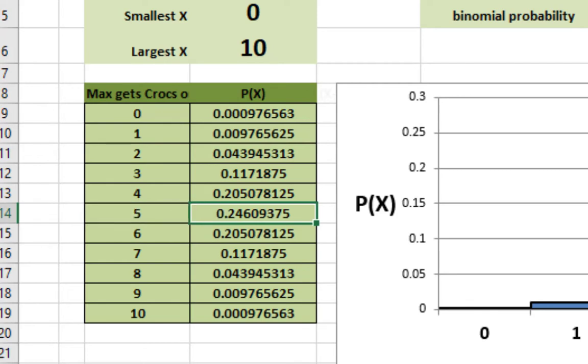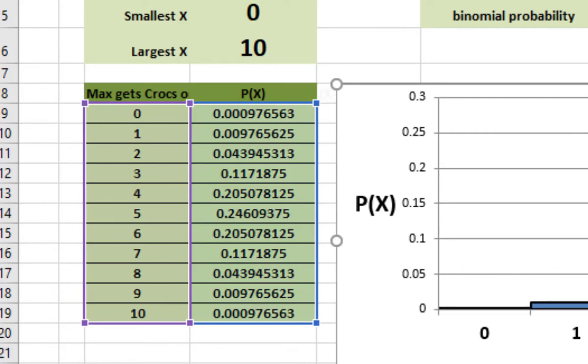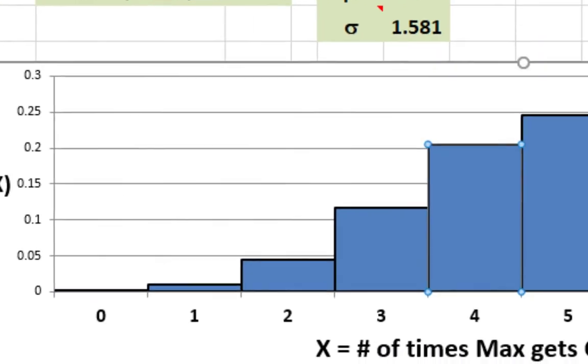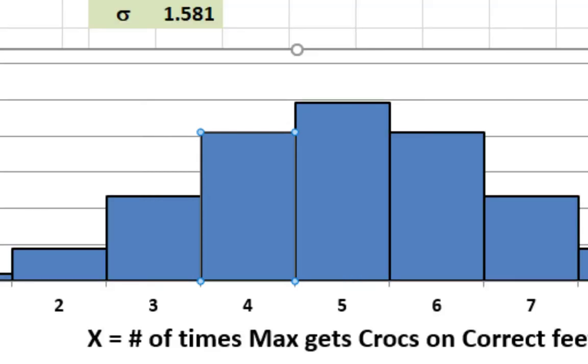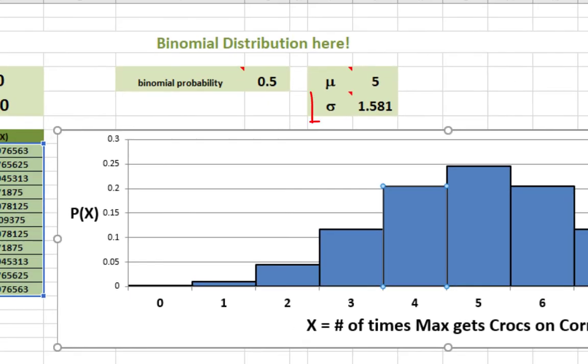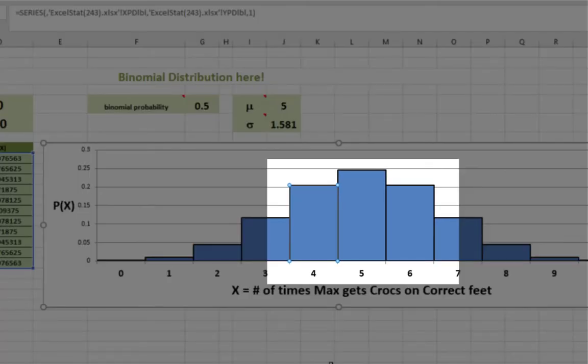If I asked you, if I watched Max and he got the shoes on the correct feet 4 times out of 10, is that close enough to average for you to believe he's still guessing? Most students tell me, yeah. They say it's not 5, it's a little bit below, but it's close enough. And I like the idea of close enough because if you look at the standard deviation up here, standard deviation is about 1.5. 4 is within 1 standard deviation of the average.